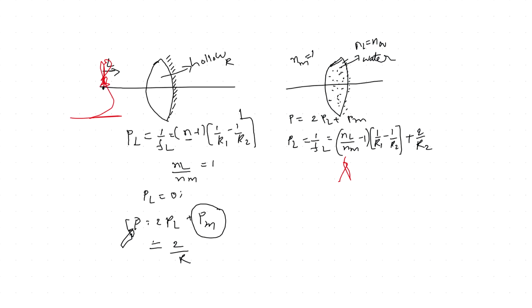So here, NL by NM minus 1 is the power of the lens. This is the total power, sorry, and this is the power of the mirror. So now, see the power of the lens is equal to NL by NM minus 1. Here the refractive index of water, we know that value, is equal to 4 by 3. It is a known value.